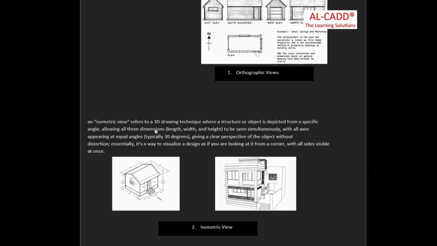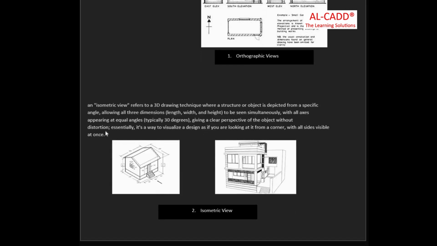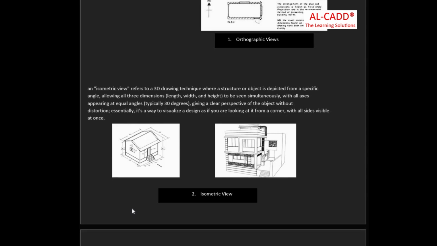Second, we have the isometric view. Isometric view refers to a 3D technique where a structure or object is depicted from a specific angle, allowing all three dimensions, length, width, and height, to be seen simultaneously with all axes appearing at equal angles, typically 30 degrees, giving a clear perspective of an object without distortion.